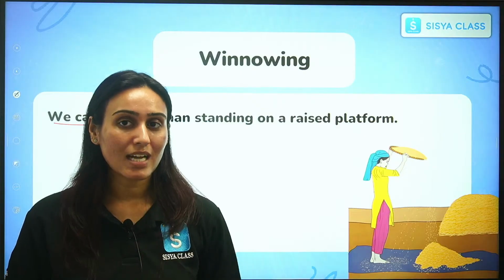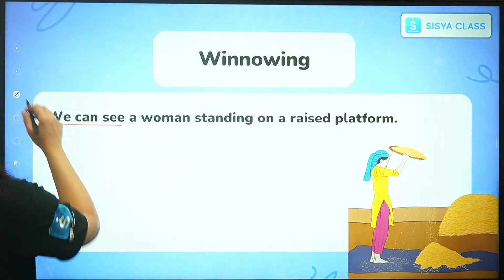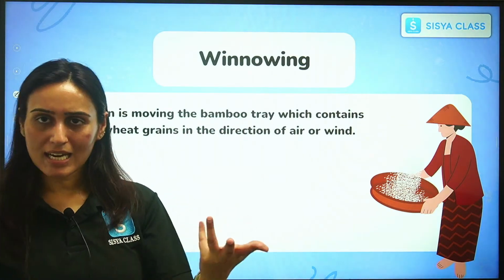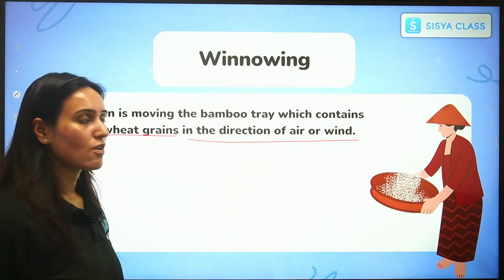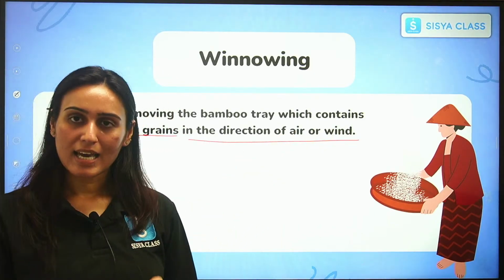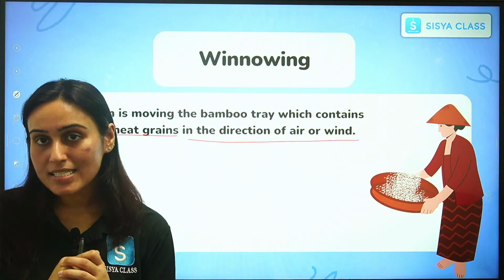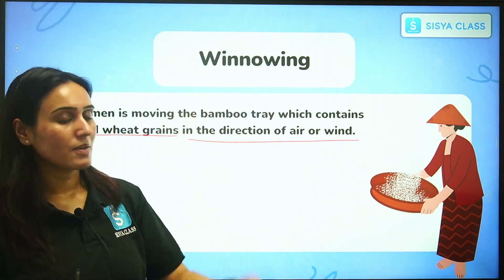The first method that we have learnt about, hand picking, right everyone? See, we are moving the bamboo tray which contains both grains and husk in the direction of air or wind. So we have used air or wind, we have used the difference in density to separate out the components of the mixture. This is what we mean by winnowing.